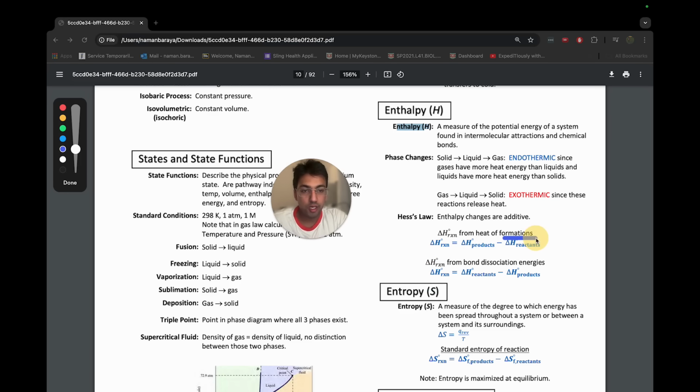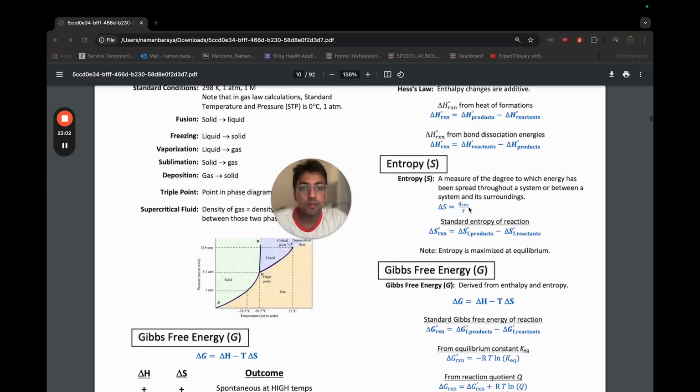So heat of formation and bond dissociation energy are kind of like opposites, right? So that's why you flip the equations around. Now you have entropy. Entropy is just the disorderedness of that system, and it's equal to Q divided by T. Just remember this is an important equation. And just know that the standard entropy of reaction is the entropy change that it took to make the products minus the entropy change that it took to make the reactants.